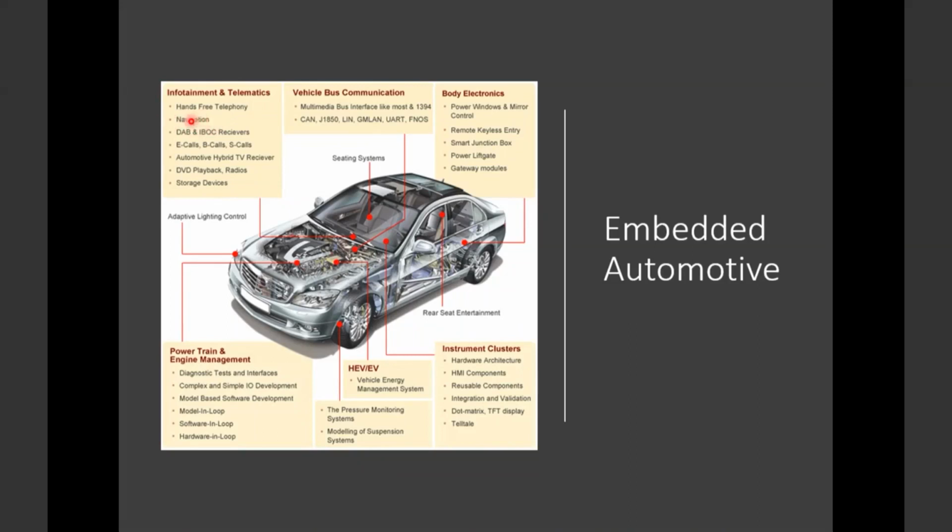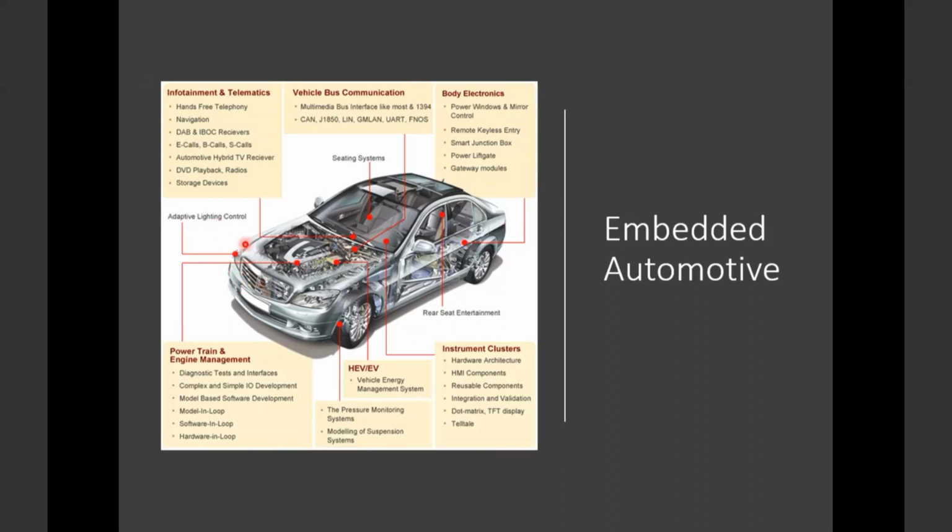That one is an embedded system because you have a GPS receiver inside your car. Then maybe you can make calls, do DVD playback, and use radios, so your radio is also an embedded system. There is also a storage device where you can put your thumb drive to play songs through your radio. Another one is that nowadays cars come with adaptive lighting control, which automatically turns on and off depending on whether it is day or night.